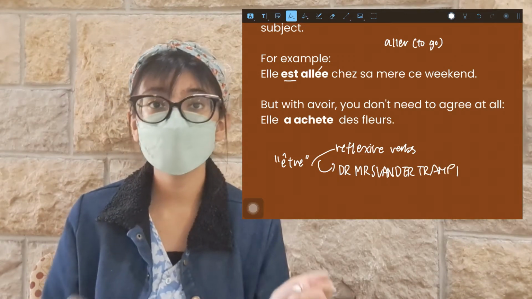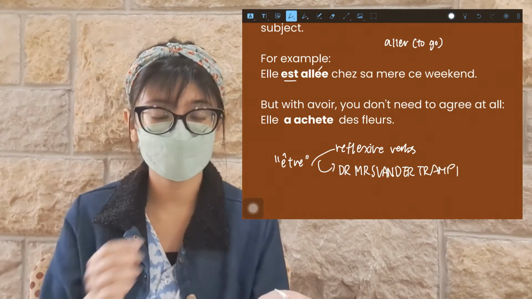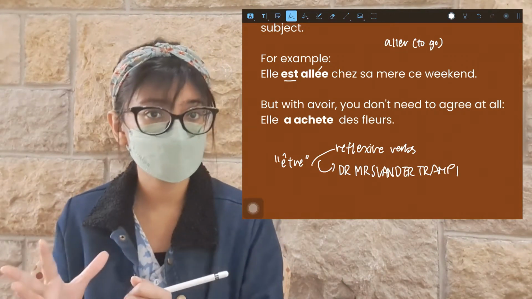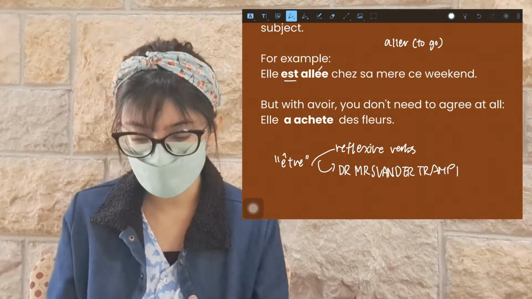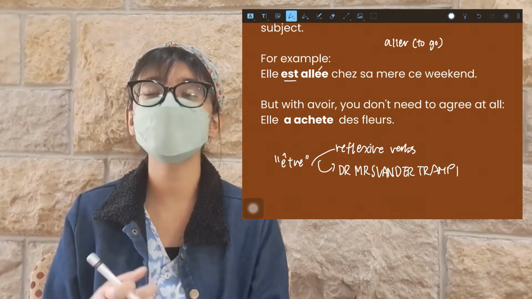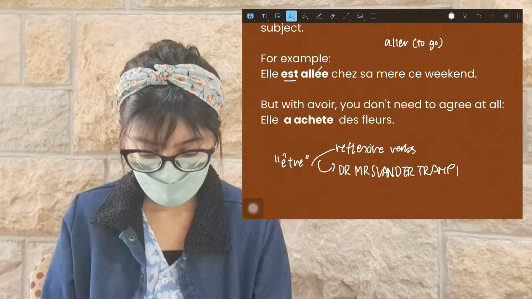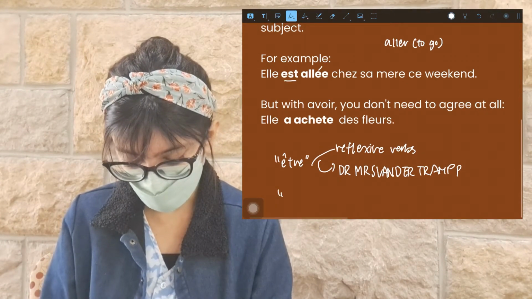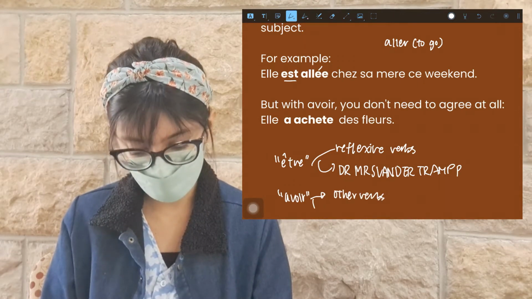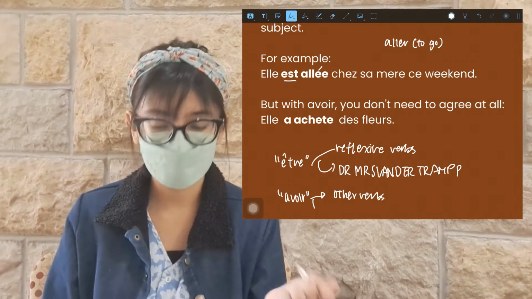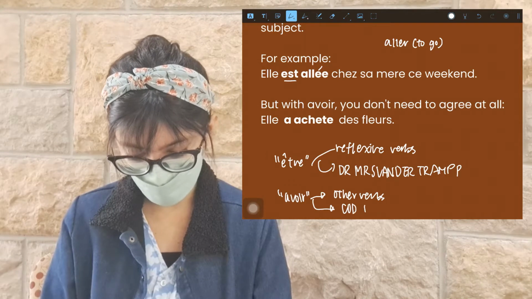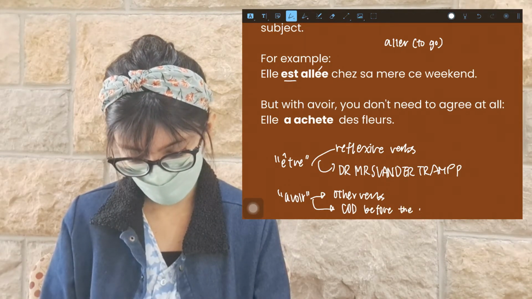Okay, now I will not be writing down every single verb of the Dr. Mrs. Vandertrap list because this is just a micro lesson and I don't want to delve into it too much, so that it's not too exhausting for you to take it all in. So it's a very basic idea that you use être only when you're using reflexive verbs and Dr. Mrs. Vandertrap list verbs. But then you use avoir for the majority of the other verbs that do not belong to either reflexive or Mrs. Vandertrap. And you also use avoir when the COD is before the verb.